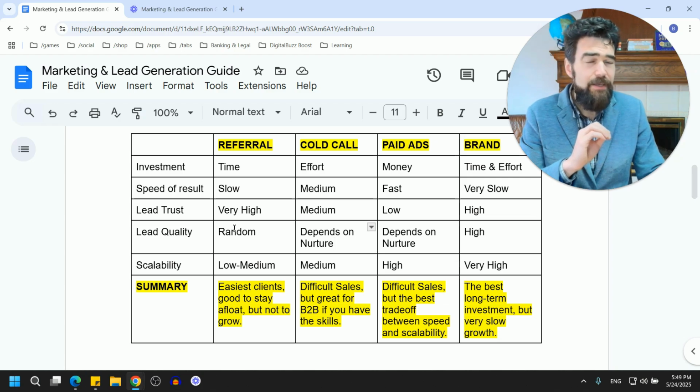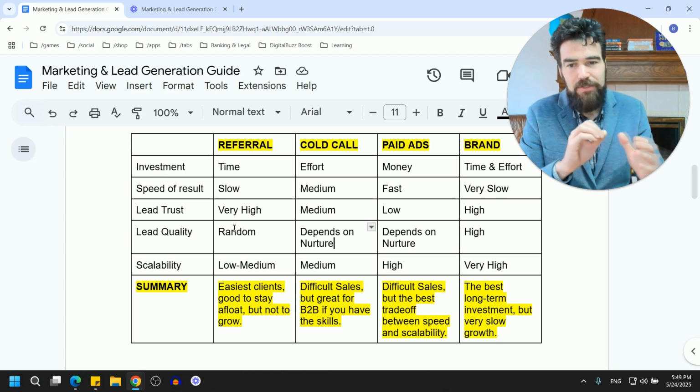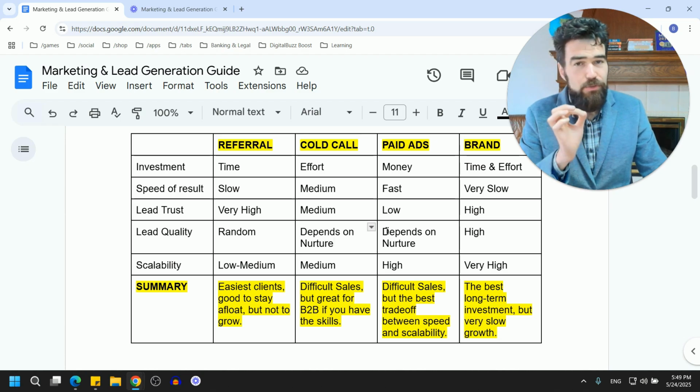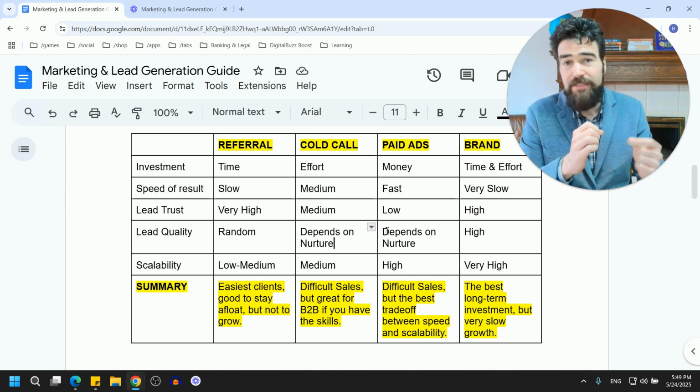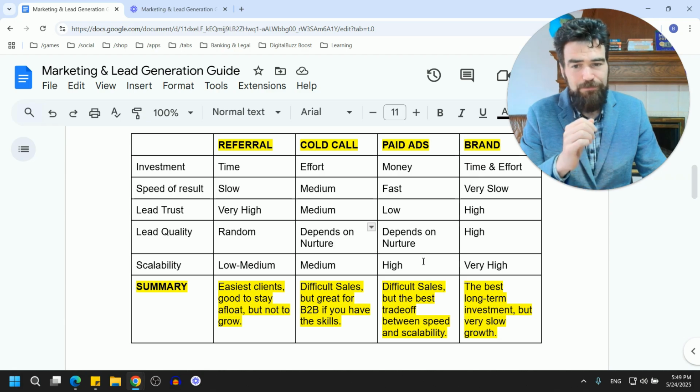On the flip side, if you have a great system, the lead quality can be very good. It can be a lot better than referrals. Because referrals, the lead quality is random and you don't have the control. In paid ads, you do have the control, but it's also more difficult, which makes it very scalable. Paid ads, it's more scalable than cold outreach, and it's definitely more scalable than referrals.